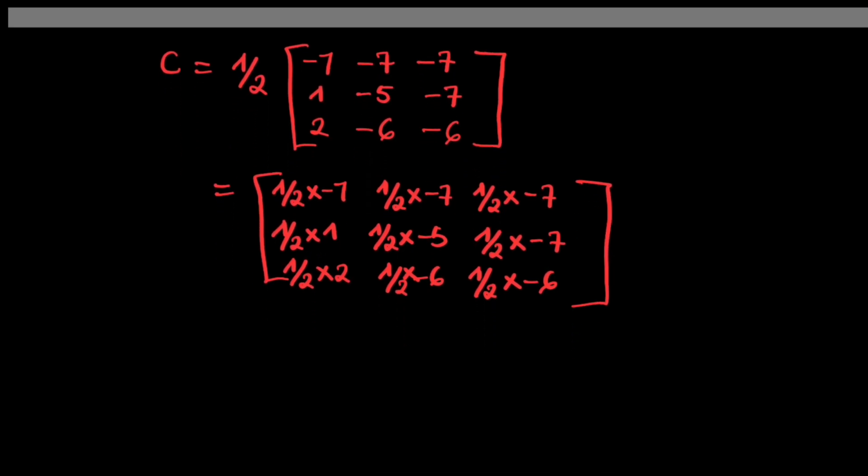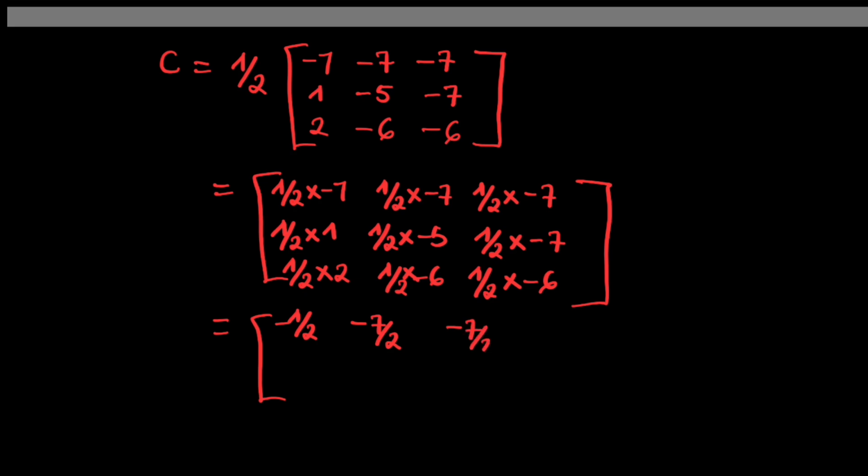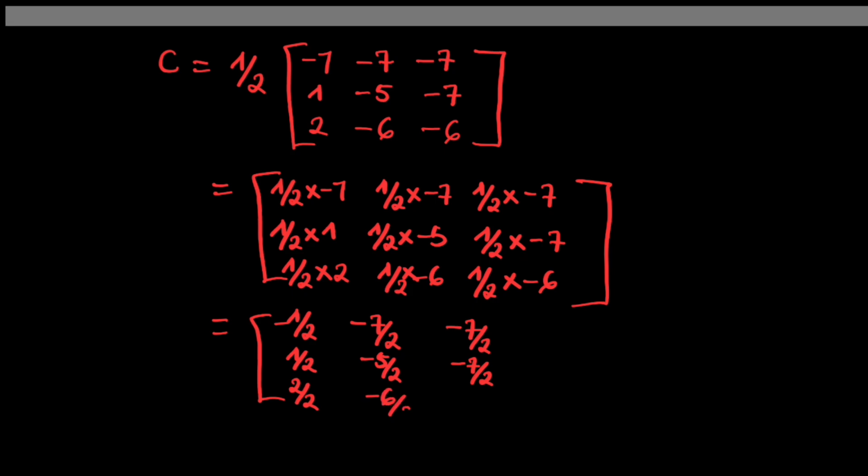At this point, we are going to simplify the matrix. Half times minus 1 is simply minus half. Half times minus 7 is minus 7 on 2. Half times minus 7 again, minus 7 on 2. Half times 1 is half. Half times minus 5 is minus 5 on 2. Half times minus 7, minus 7 on 2. Half times 2 is 2 on 2. Half times minus 6 is minus 6 on 2. And half times minus 6 is minus 6 on 2.